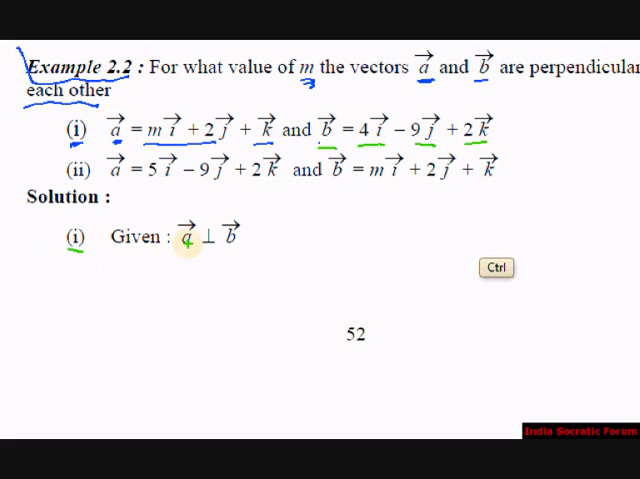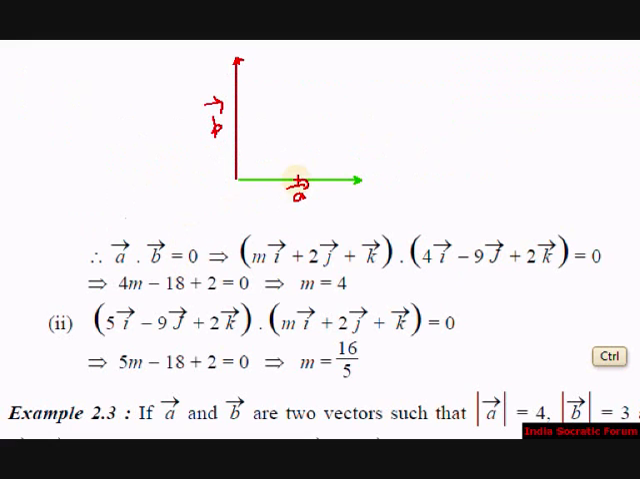First case 1, given a vector is perpendicular to b vector. So it has been given that a vector and b vector are perpendicular to each other. When they are perpendicular, the dot product is equal to 0, right? We know when two vectors are perpendicular to each other, the angle between them is 90 degrees. Therefore, a dot b vector, the dot product, is going to be 0.